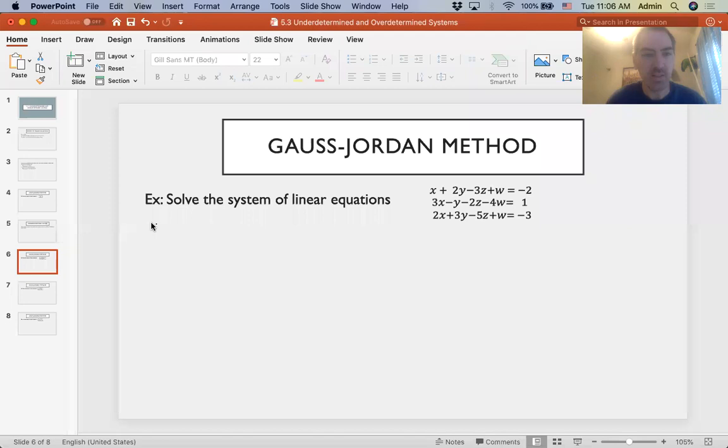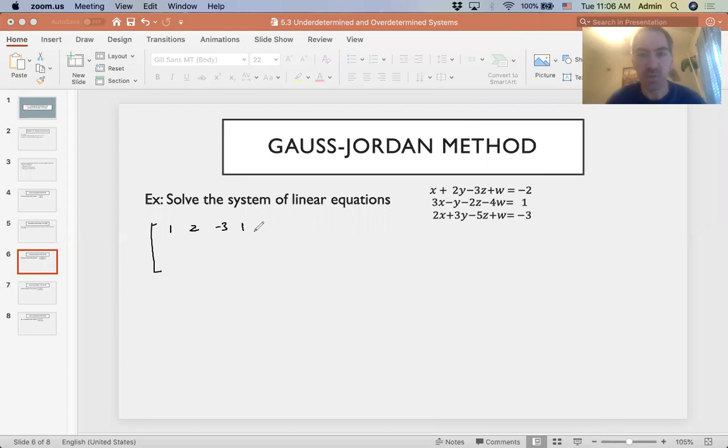Writing this in matrix form: 1, 2, -3, 1, -2, 3, -1, -2, -4, 1, and 2, 3, -5, 1, -3. Okay, we'll begin by working with the first column. First entry should be 1. It is. So the next entries should be 0.